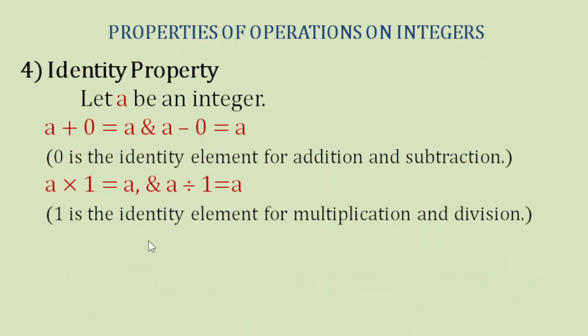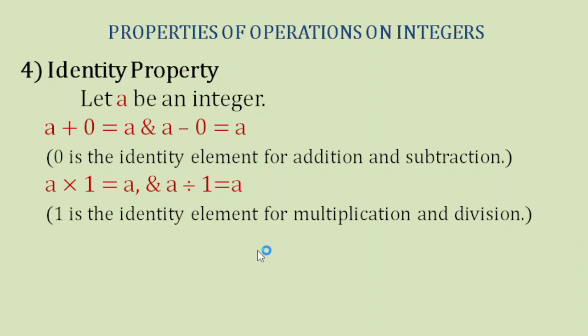Now let's talk about identity property. If A is an integer, then A plus 0 equals A, and A minus 0 equals A. 0 is the identity element for addition and subtraction. And also, A times 1 equals A, and A divided by 1 equals A. 1 is the identity element for multiplication and division.